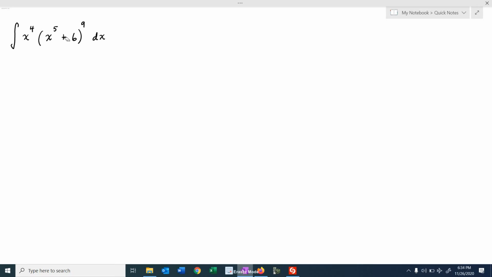So one thing you could do is FOIL this out 9 times and then distribute the x to the fourth to each of the terms in that polynomial. And then you could find this antiderivative by finding the antiderivative of each of the terms and then adding up those antiderivatives. Of course, the problem with doing it that way is you would have to FOIL this out 9 times, which is very arduous.